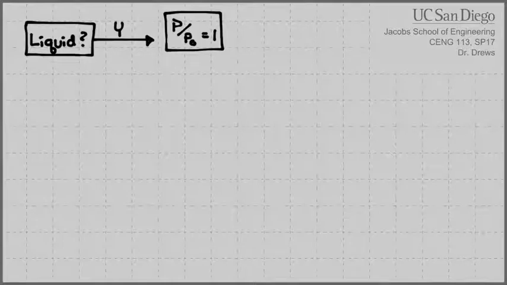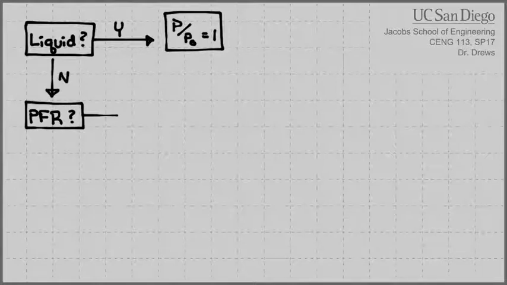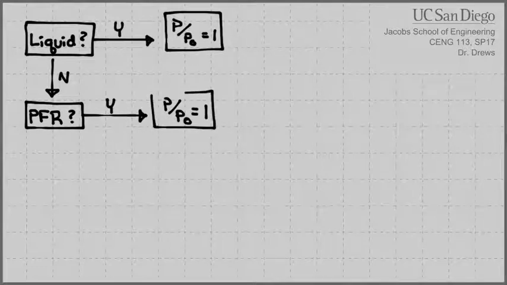If you're not dealing with a liquid, the next question you have to ask yourself is, what kind of reactor am I dealing with? If you have a plug flow reactor, for the purposes of this class, and of this class only, P over P naught is also going to be equal to 1. Again, cases where that may not be the situation is if you have an old reactor, a dirty reactor, or the walls of the reactor are somehow very textured. But generally speaking, no. If it's a PFR, we don't care about pressure.